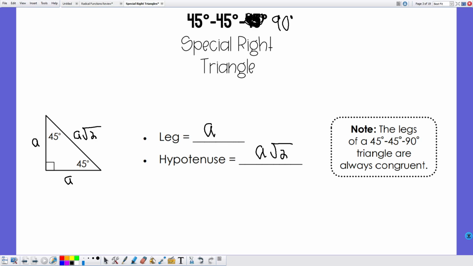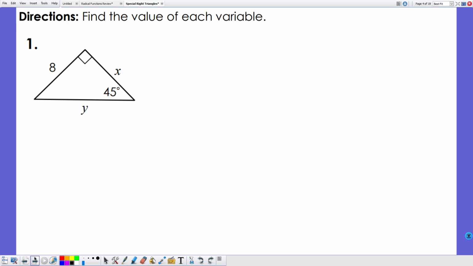Hello again. Last time we left off on getting to the 45-45-90 triangle, establishing the ratios of the sides. Now that we know how we can write out the lengths of these sides, let's go through a couple problems. This one says find the value of each variable.